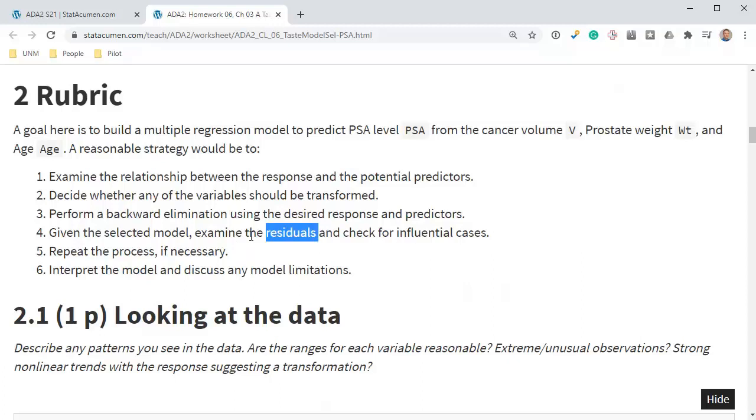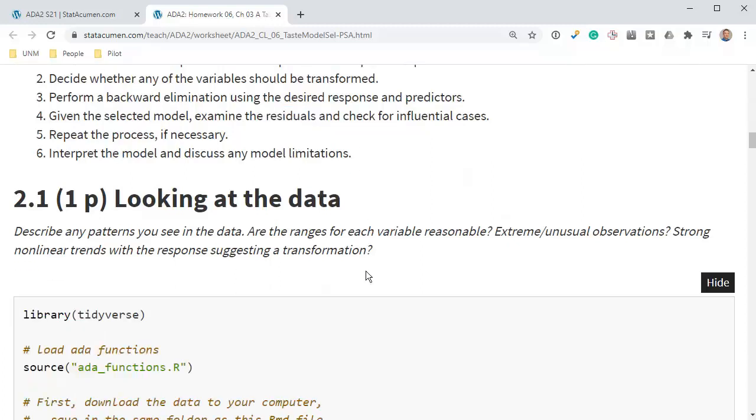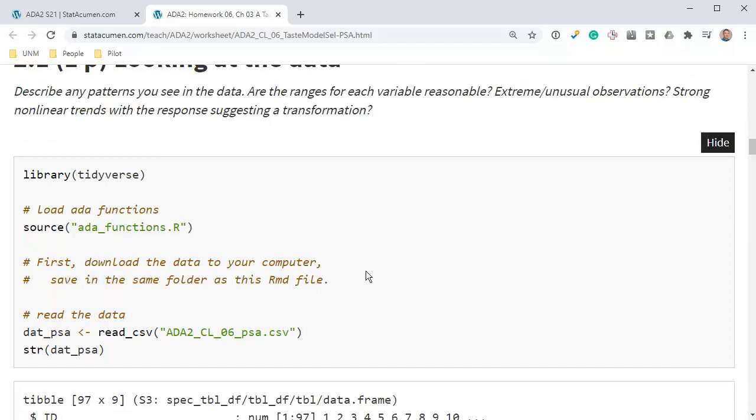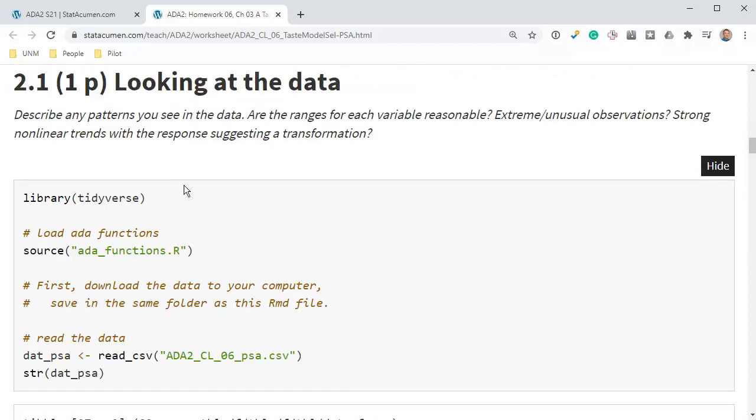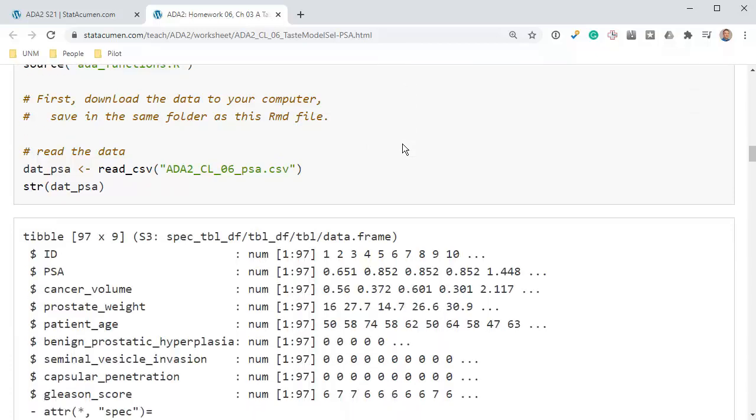And we may need to iterate a couple times if we do transformations or remove influential observations. And finally, we'll interpret the model and discuss any limitations we have. All right, so the first part is to describe the patterns we see in the data, and so on. So read the data set in.